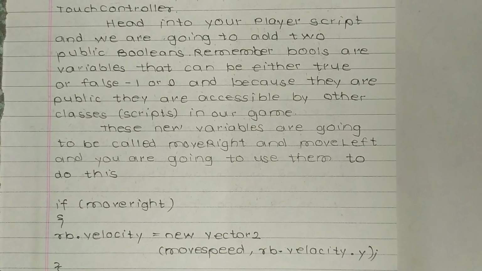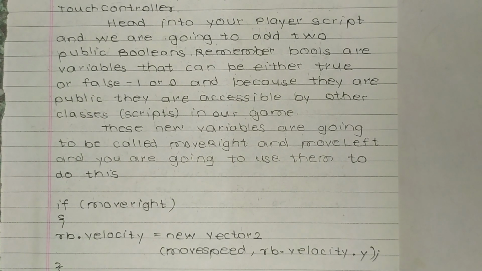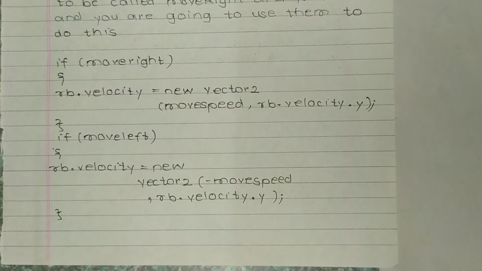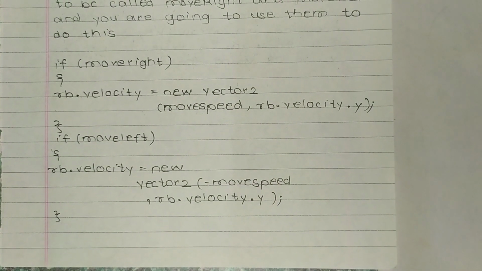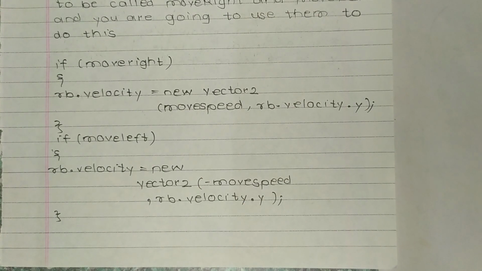Head into your player script, and we are going to add two public booleans. Remember, bools are variables that can be either true or false, that is 1 or 0, and because they are public, they are accessible by other classes and scripts in our game. These new variables are going to be called move right and move left, and you are going to use them to do this. If move right, rb.velocity is equal to new Vector2 move speed comma rb.velocity.y. If move left, rb.velocity is equal to new Vector2 minus move speed comma rb.velocity.y.